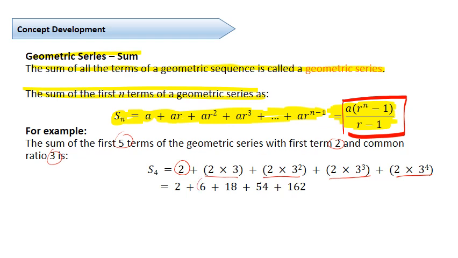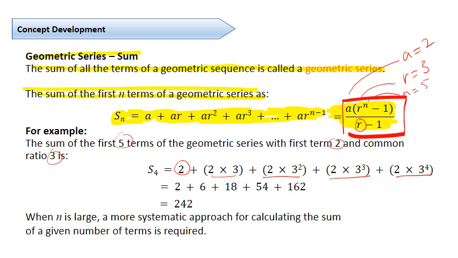Using a calculator, 2 times 3 is 6, 2 times 3 squared is 18, 2 times 3 to the 3 is 54, 2 times 3 to the 4 is 162. If you add all of those together, you should get 242. What I would like you to do is pause the video, use this formula where a equals 2, r equals 3, and n equals 5 to verify that the formula works and you get the sum of the first 5 terms equals 242.